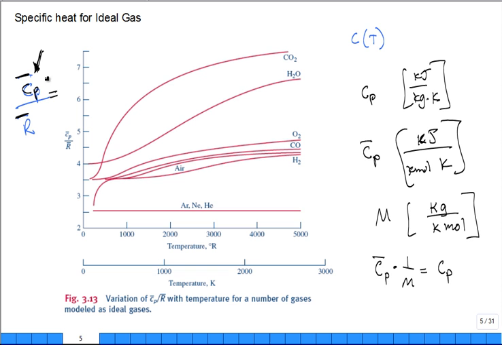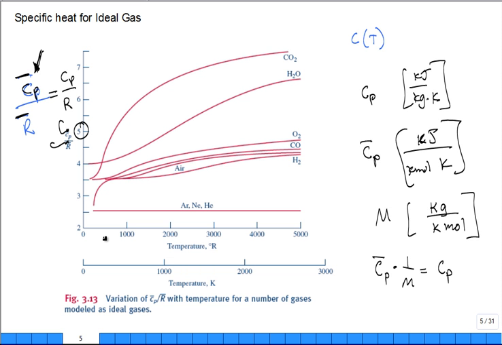Somebody says, why didn't they plot C sub P divided by R? It's the same numeric value. C sub P bar divided by R bar is the same as C sub P over R. So they could have thrown out the bars on both of these right here. Just go whoop, gone, whoop, gone.